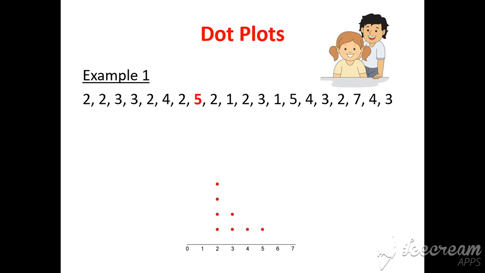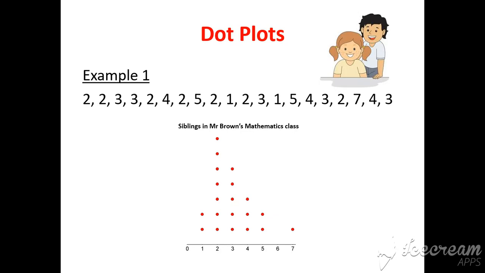5 siblings, so our first dot on the 5. 2 siblings, our 5th dot above the 2. 1 sibling, our first person with 1 sibling. Another 2, another dot on the 2, another 3, a 1, a 5, a 4, another 3, another 2, that is starting to grow. Our first 7, so we're going to put a dot above the 7, a 4 and a 3 to finish off. So there's our dot plot.